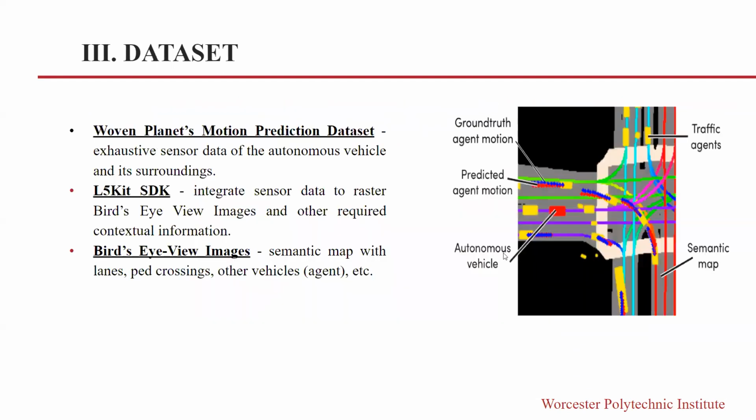The Woven Planet's motion prediction dataset is exhaustive sensor data of the autonomous vehicles and its surroundings. It consists of an L5 Kit SDK, which integrates sensor data to raster and bird's eye view image. Further, the bird's eye view image consists of a semantic map with lanes, crossings, and other vehicles, etc.